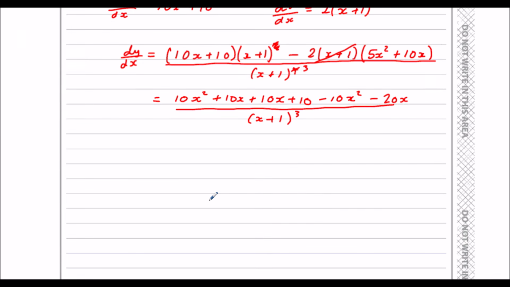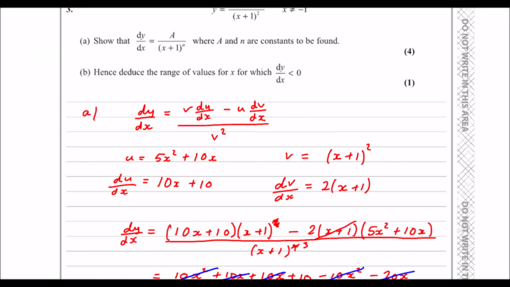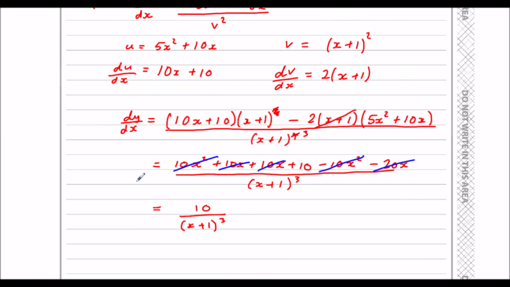So now we're just simplifying the top line. So we've got 10x squared minus 10x squared, which is nothing. We've got 10x plus 10x minus 20x, which is nothing. So that just leaves us with 10 over x plus 1 cubed. And that's in the form we wanted it. So we can see that a is 10 and n is 3.